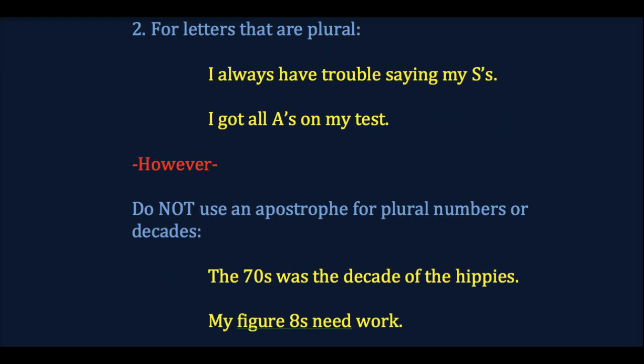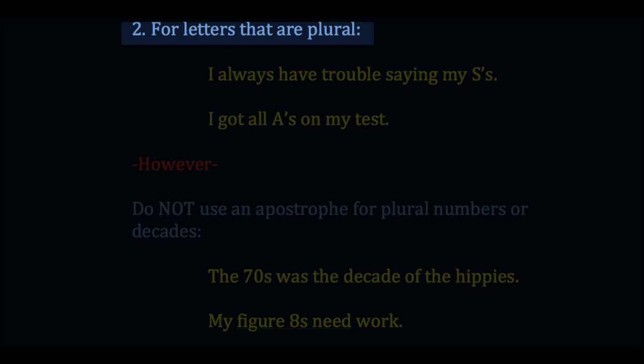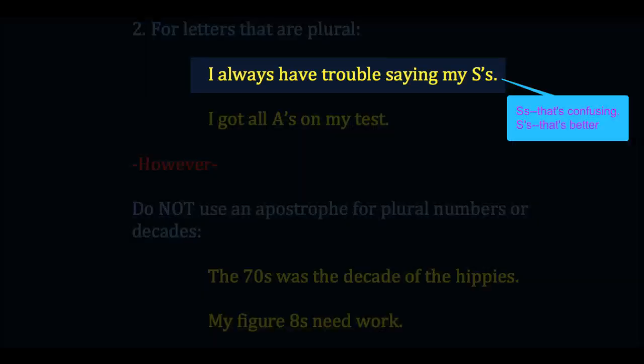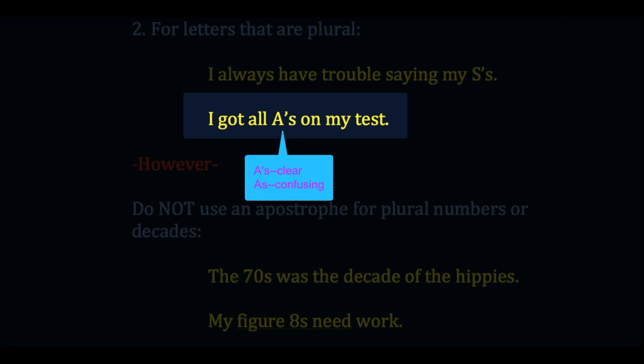Now, the second use of apostrophes is for letters that are plural. And this makes logical sense. It helps to avoid confusion. Look at these samples. I always have trouble saying my S's. So the S's there, you want an apostrophe to separate the letter S from the indication that it's plural. Otherwise, it'd be really confusing having an S and an S, right? I got all A's on my test as opposed to I got all As on my test if there weren't an apostrophe there. So that is used to make things clear.